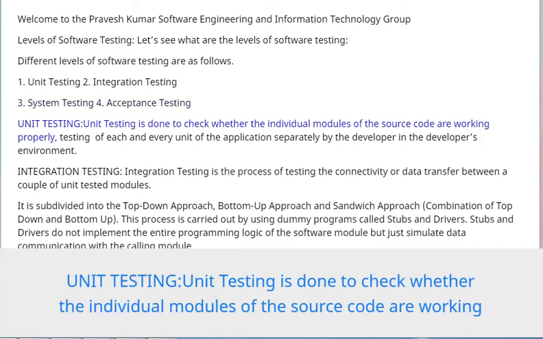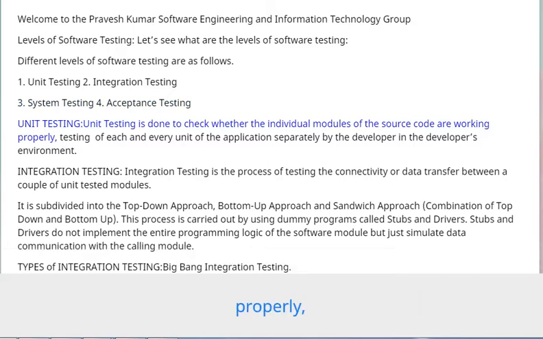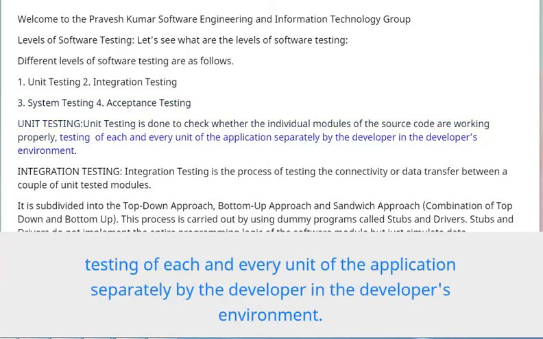Unit testing. Unit testing is done to check whether the individual modules of the source code are working properly. It is the testing of each and every unit of the application separately by the developer in the developer's environment.